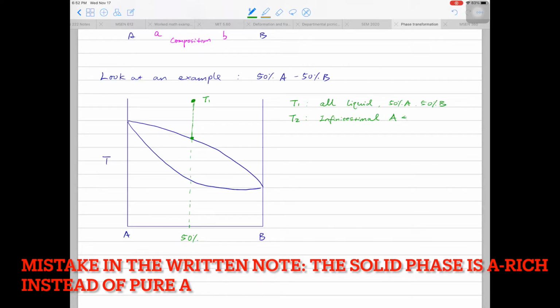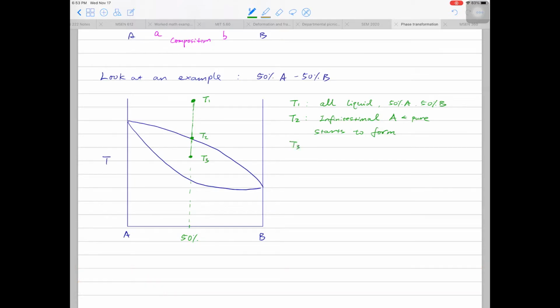I'm sorry that I made a mistake in the notes. It's not pure A, it's actually A-rich solid phase. The liquid phase will be slightly B-rich. Let's further decrease the temperature to T3. At this temperature, we have substantial amount of the liquid phase and the solid phase. The liquid phase is element B-rich, and the solid phase is element A-rich, compared to the nominal composition.